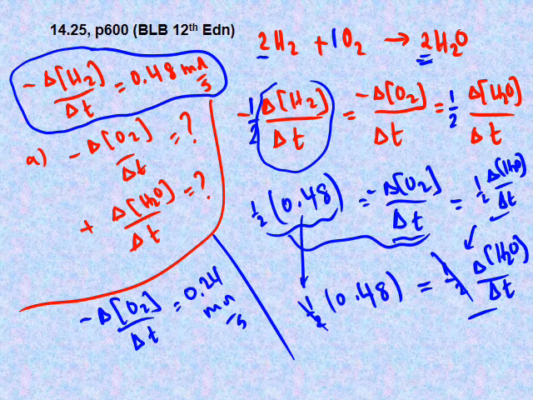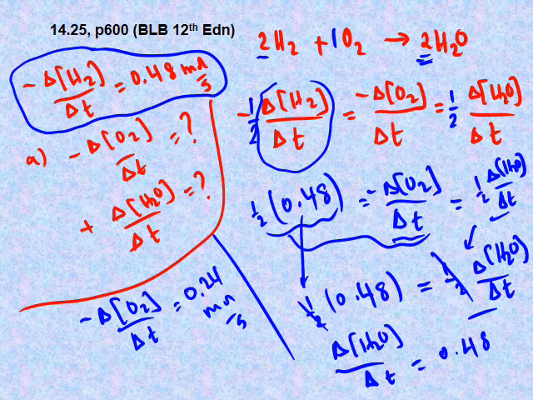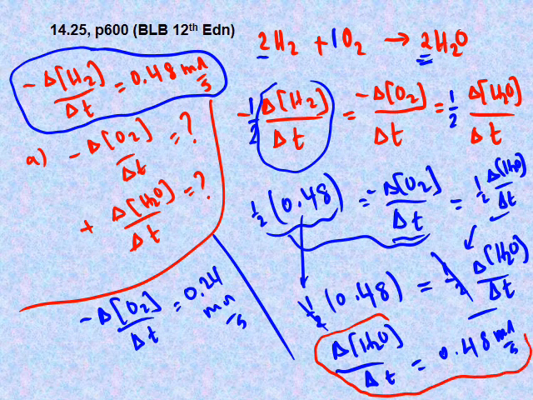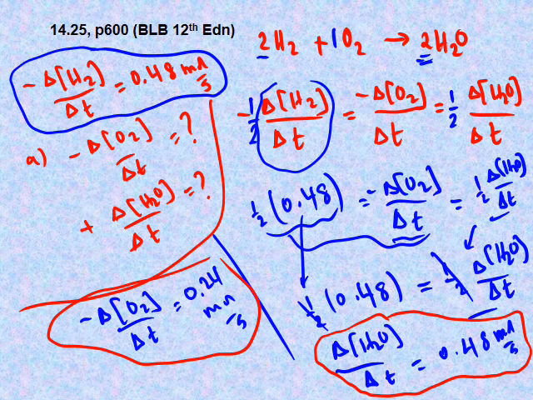So we already got our final answer: delta H2O over delta t equals 0.48 mole per second. Let's highlight these answers. This is the rate at which H2O is being formed, and this is the rate at which oxygen is being dissipated.